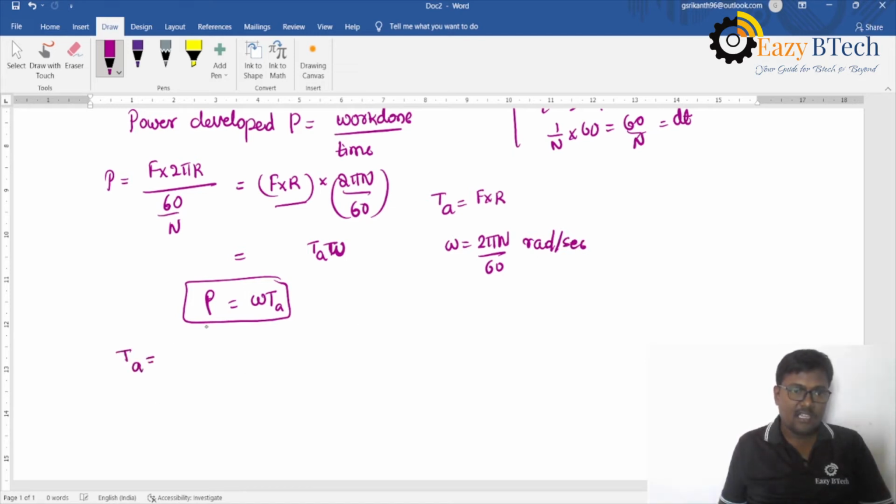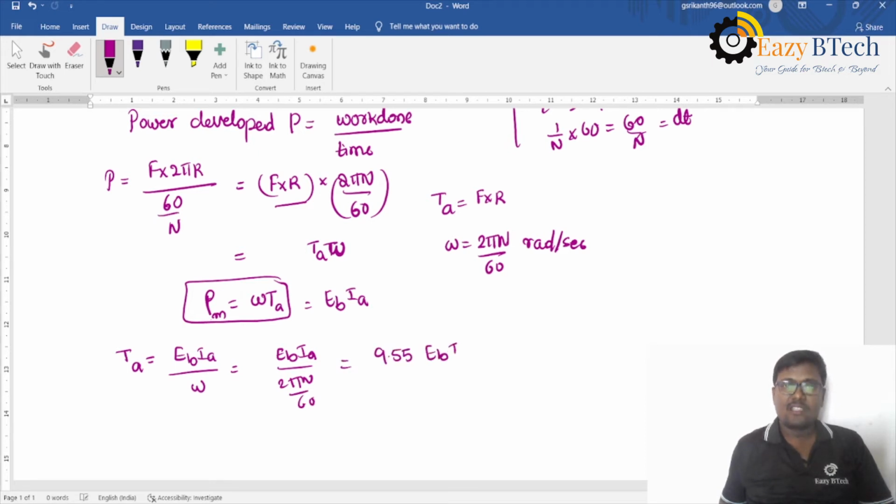And TA, this is the gross mechanical power which is developed by the armature, so that should be equal to EB into IA, divided by omega. Substitute omega is equal to 2 pi N by 60. That is equal to 9.55 into EB into IA divided by N. The unit of armature torque is newton meter. This is the first step.